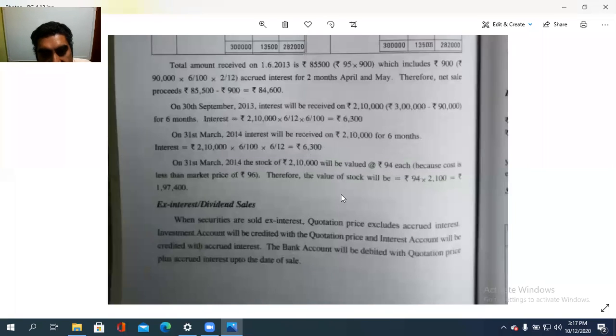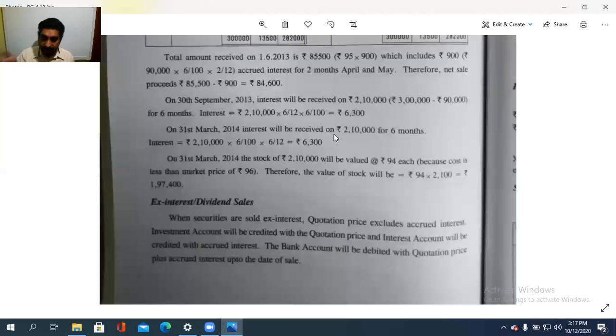Then what is an ex interest or dividend sale? Previously we saw ex interest or dividend purchase, as well as cum interest or dividend purchase, and also cum interest or dividend sale. An ex interest or dividend sale means it is excluding the interest value. So when securities are sold ex interest, the quotation price excludes the accrued interest. Investment account will be credited with the quotation price, and interest account will be credited with the accrued interest.